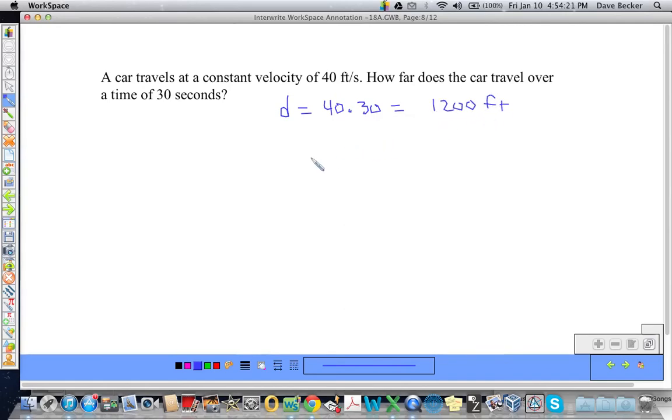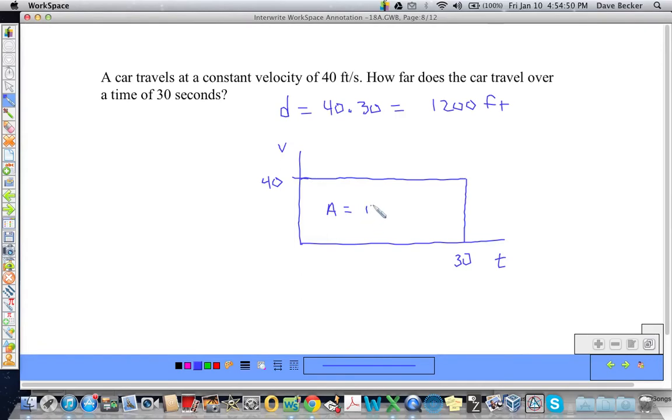Well, if you think about it another way, we have our velocity and we have our time. And let's see, if we're at a constant velocity of 40 feet per second, the graph of that looks like this. Now this graph is not to scale, obviously. And a time of 30 seconds, well, the area of this rectangle that we just formed is equal to 40 times 30, or 1,200 feet, the same as the distance traveled.